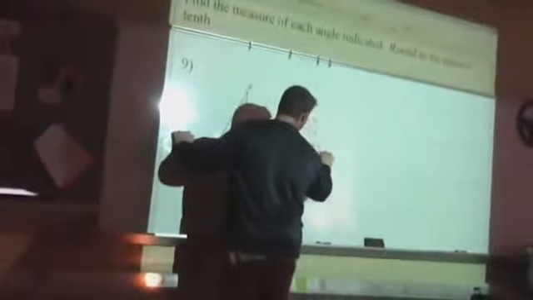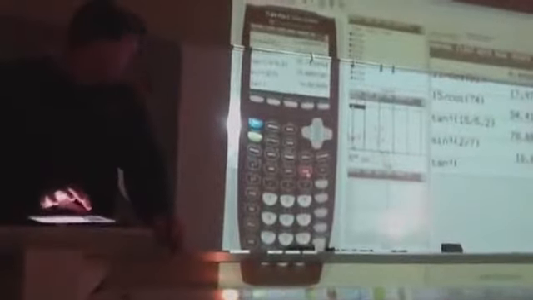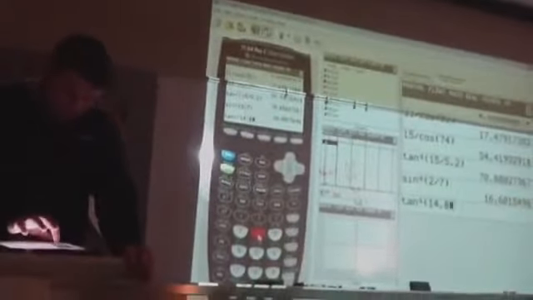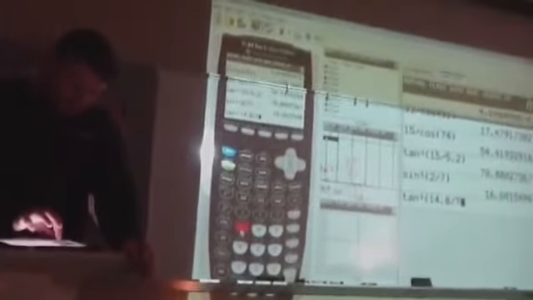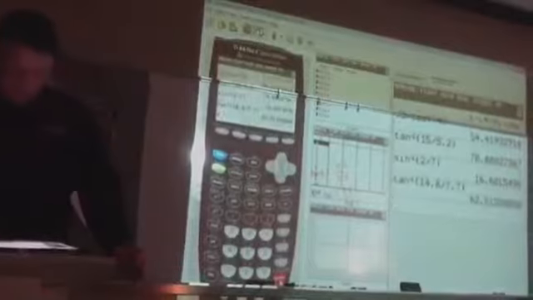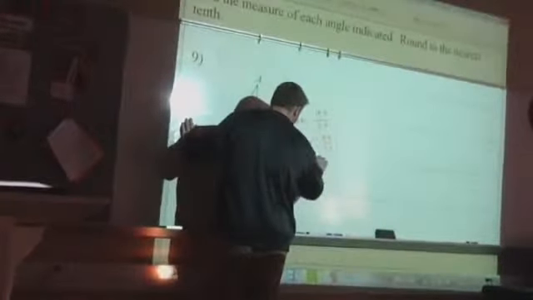Looking for theta? Use the inverse. Put that in your calculator. So I say inverse tangent of 14.8 divided by 7.7. Close parentheses. 63. So theta in this problem is 63 degrees.